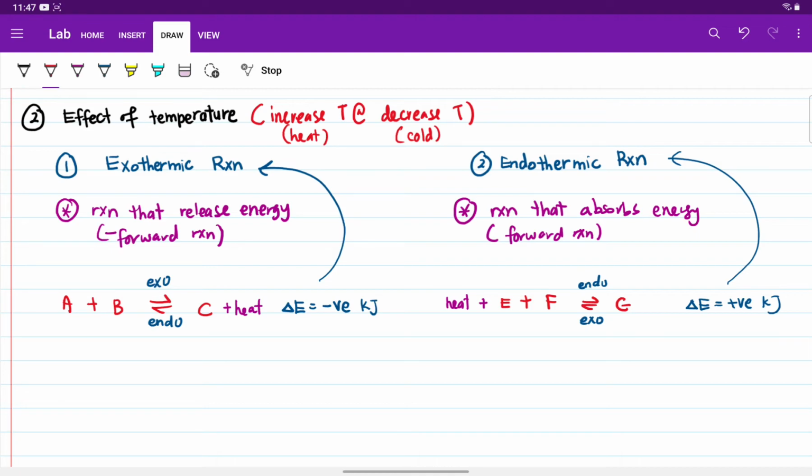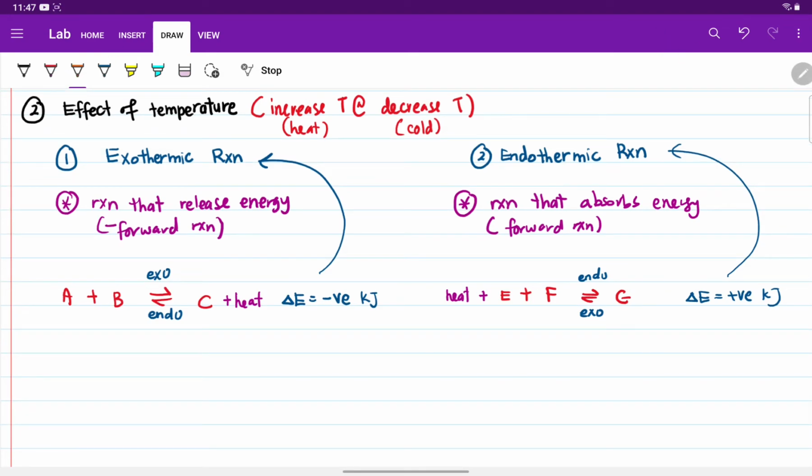Untuk effect of temperature, apa yang kita akan pegang? Okay. Apa yang awak akan pegang dekat sini adalah, so, kalau kita tinggikan temperature, okay, temperature of the system is increased, maksudnya dia jadi panas. Bila panas, dia kena sejukkan diri dia. So, bila dia kena sejukkan balik sistem, the system will favor endothermic reaction. Okay, endo reaction favored.